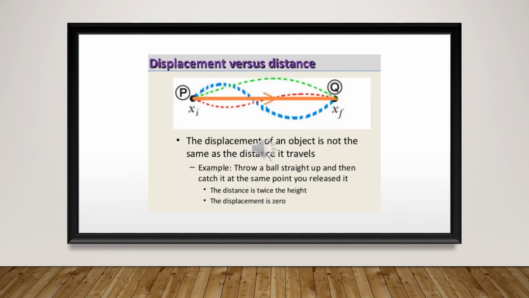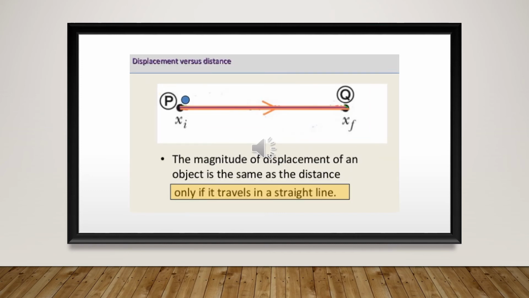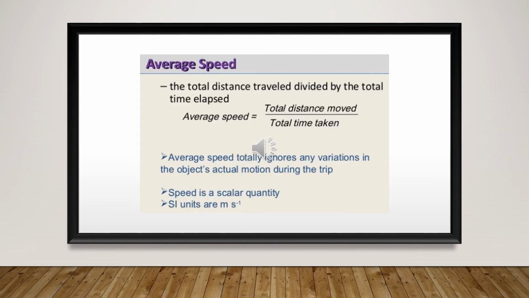Now displacement versus the distance. The displacement of an object is not the same as the distance it travels. Example: throw a ball straight up and then catch it at the same point you released it. Means the distance is twice the height and the displacement is 0. Means distance and displacement are two different quantities. Now here I would like to add a point that the magnitude of displacement of an object is the same as the distance only if it travels in a straight line. Means if it is traveling in a straight line, the magnitude of the displacement will be equal to the magnitude of the distance.